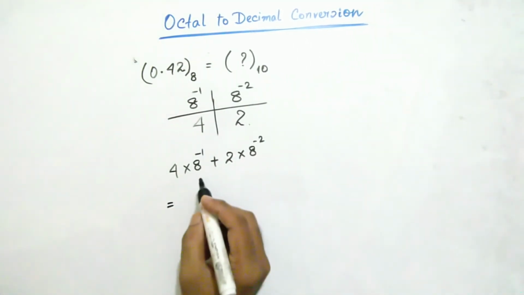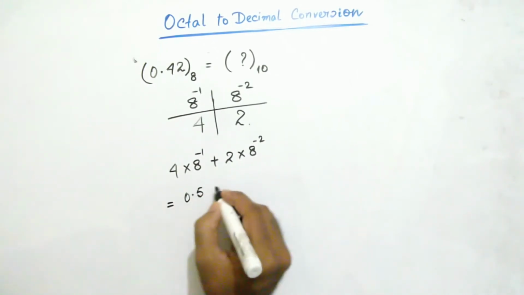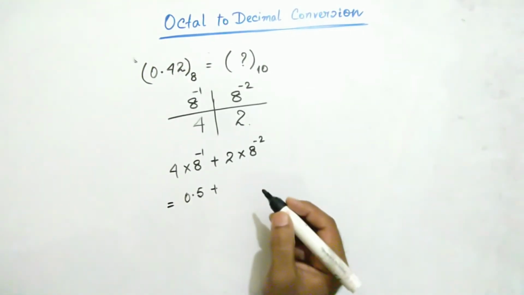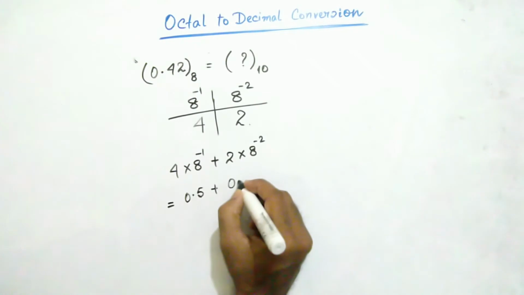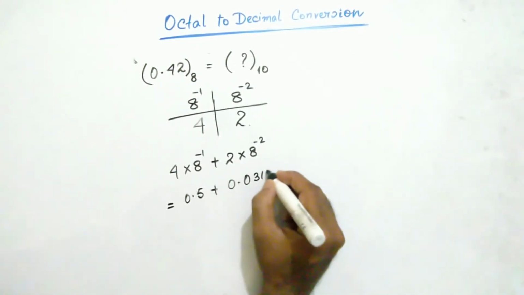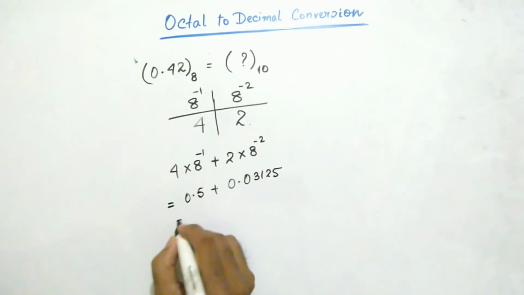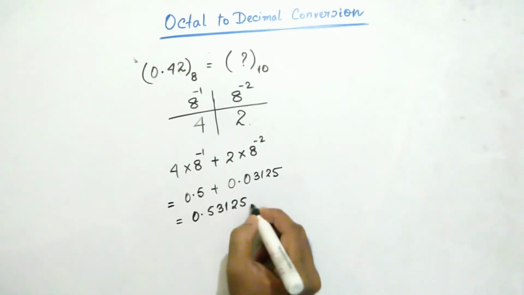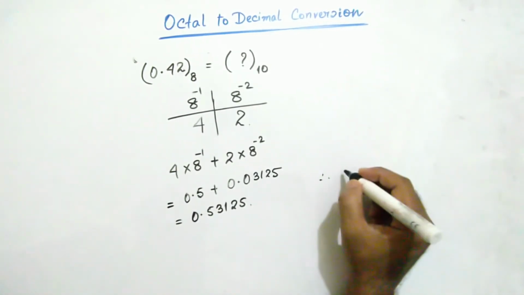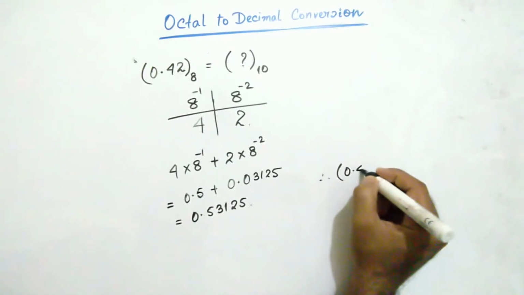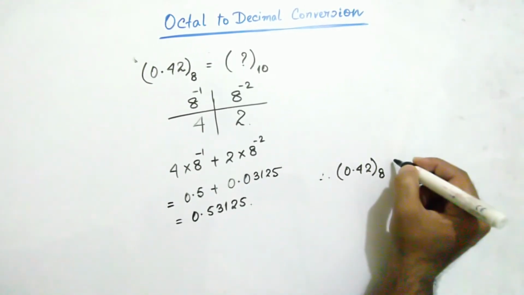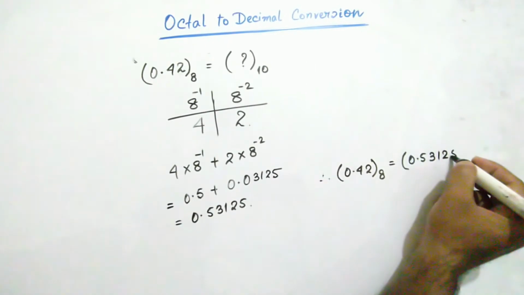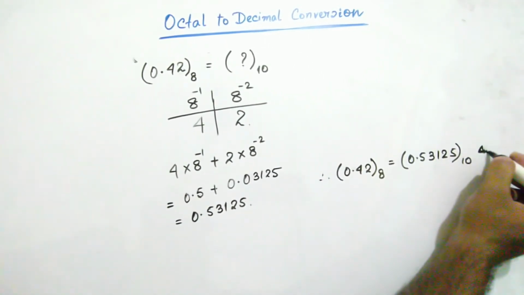So 4 multiplied with 8 to the power minus 1, that means 0.5, and 2 multiplied with 8 to the power minus 2, that means 2 by 64, or simply we can write this as 0.03125. Now if we add these two, we will get the result as 0.53125. So therefore the decimal equivalent of the given octal number 0.42 base 8 is equal to 0.53125. This will be our answer.